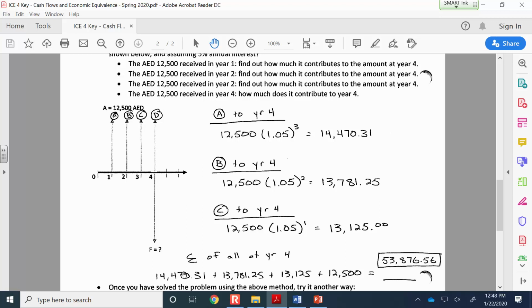So then adding them all together, this is the amount from year 1, year 2, year 3, and year 4. The combined amount is 53,876.